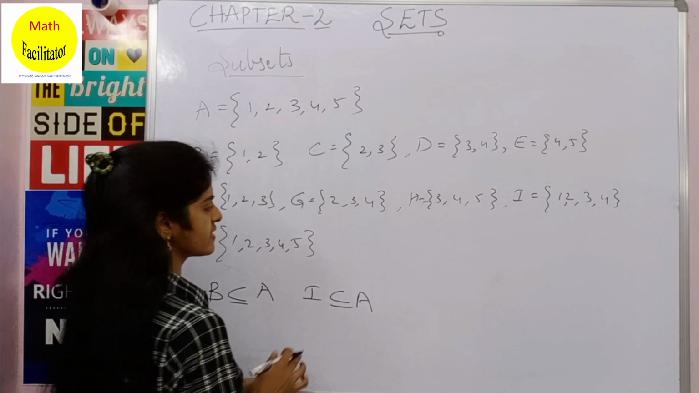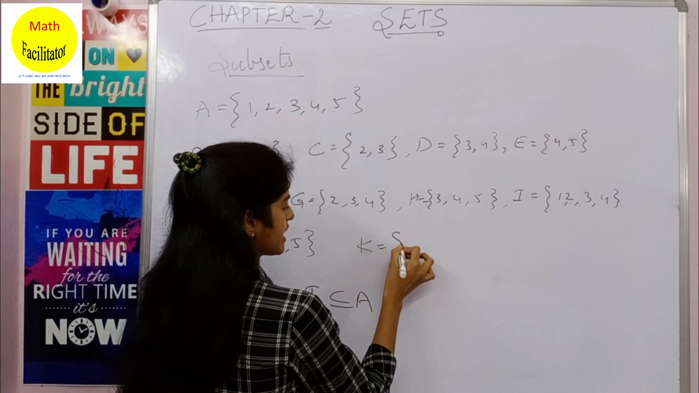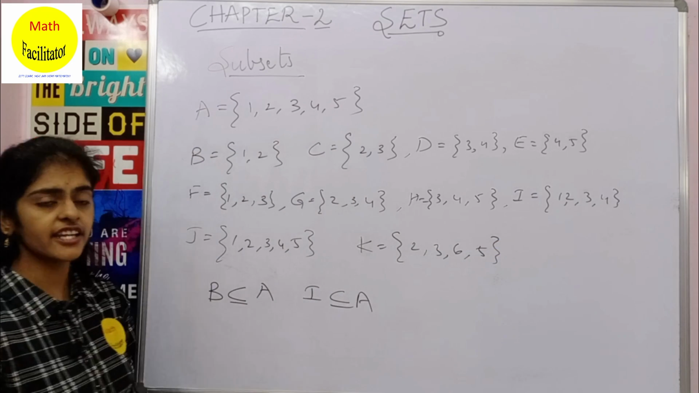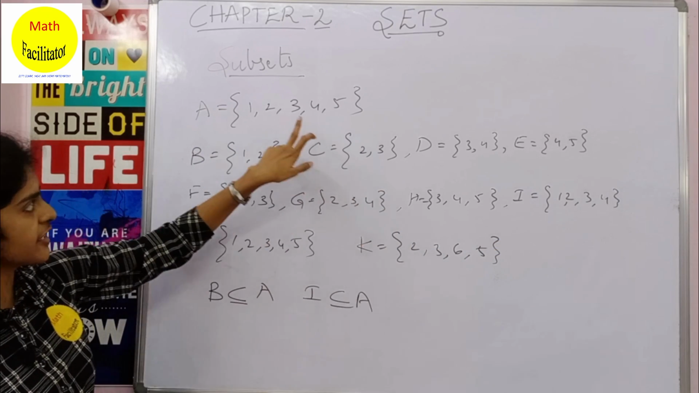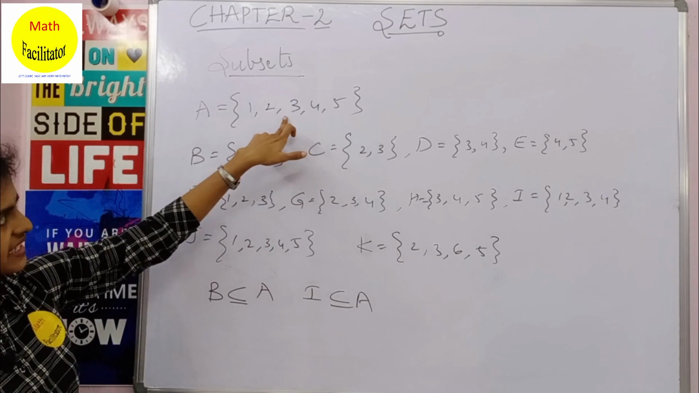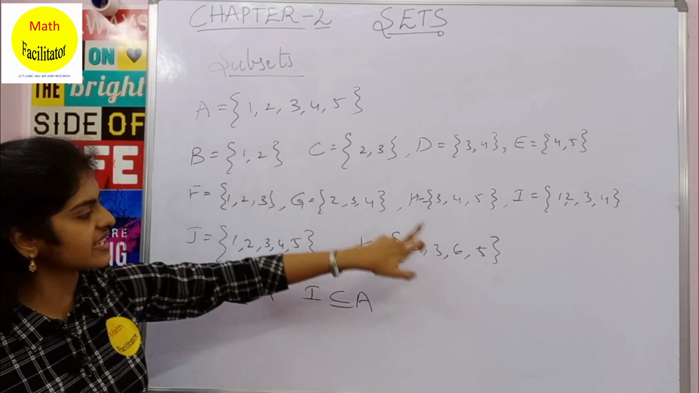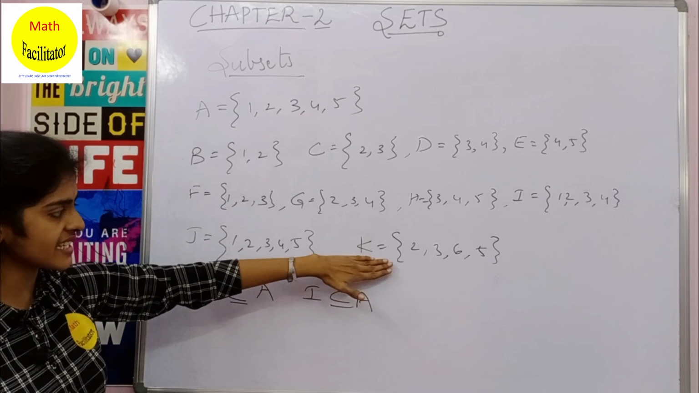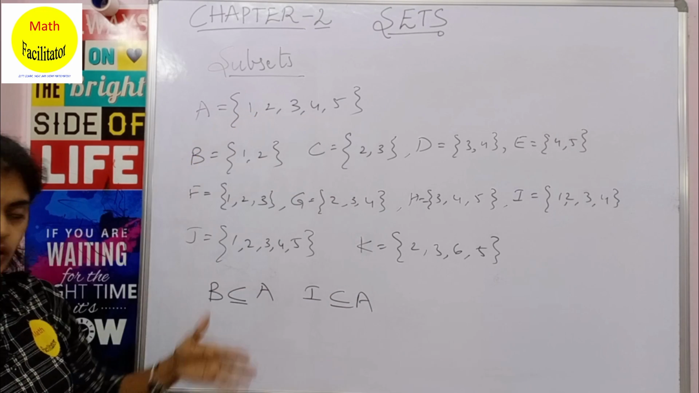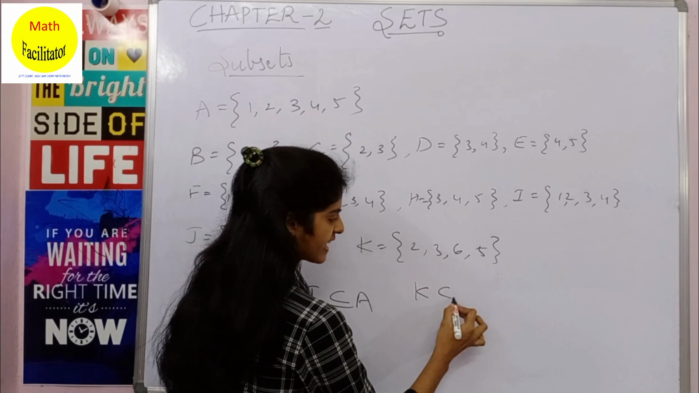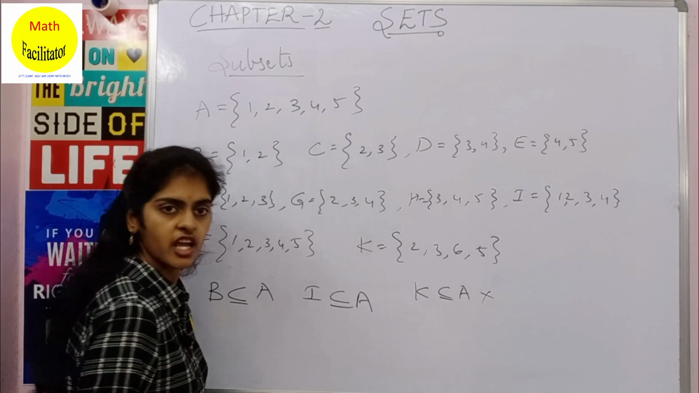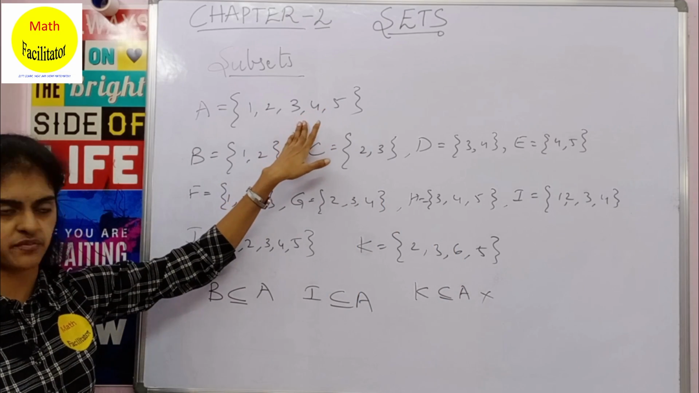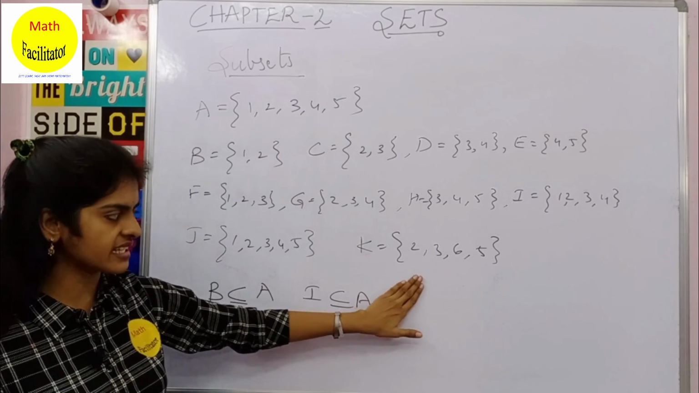Now suppose I have a set K equal to 2, 3, 6, 5. Here you can see you have 2 here and you have 2, you have 3, you have 3, you have 5, you have 5, but you have 6 here in K, but there is no 6 here. So you cannot say that K is a subset of A. This is wrong. Why? Because you have an extra element 6 which is not an element of A. So I hope this is clear for you now.